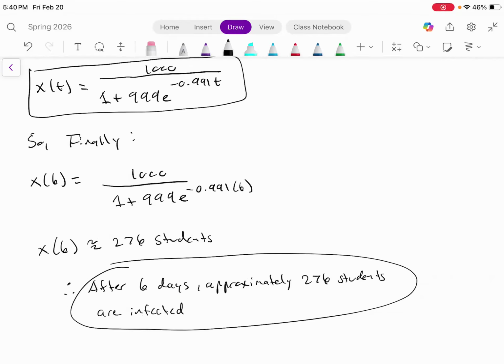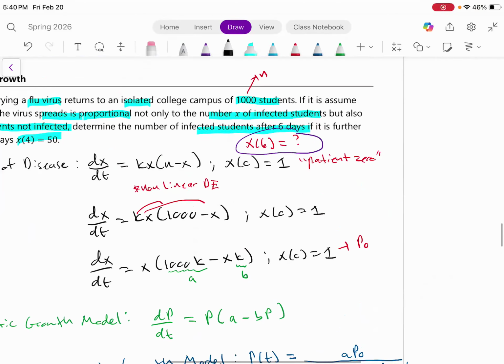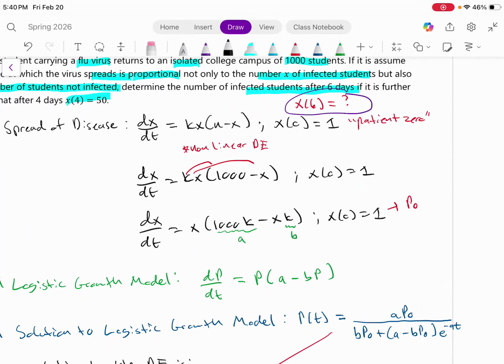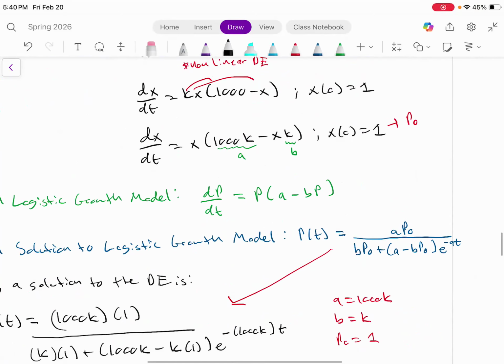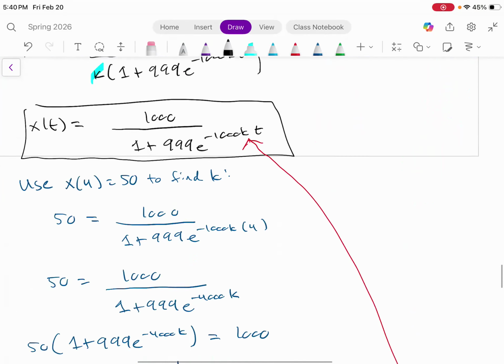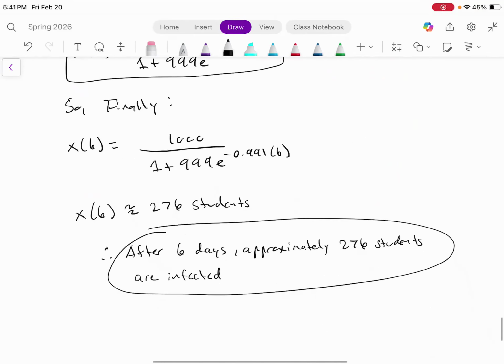Okay, so a lot of work in this problem, getting to this final point, a lot of calculations, a lot of identification. But remember, the key points here are that we had a logistic growth model and we know how to solve a logistic growth model. We have the solution, and we were able to pick apart what A would be, what B would be, and what P naught is, put that in our solution and figure out K, and then use K to figure out what the original question is asking.